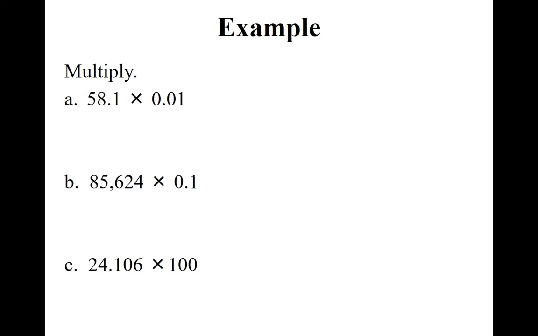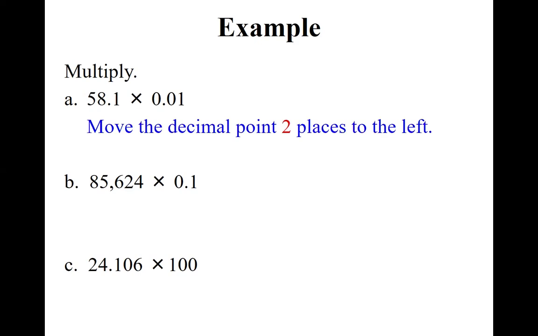So we're going to be moving decimal points to the left or to the right a certain number of spaces in A, B, and C. In A, we're multiplying by 0.01. That's less than 1. There's 2 decimal places, so we're moving the decimal point 2 to the left. 0.581. 581 thousandths.